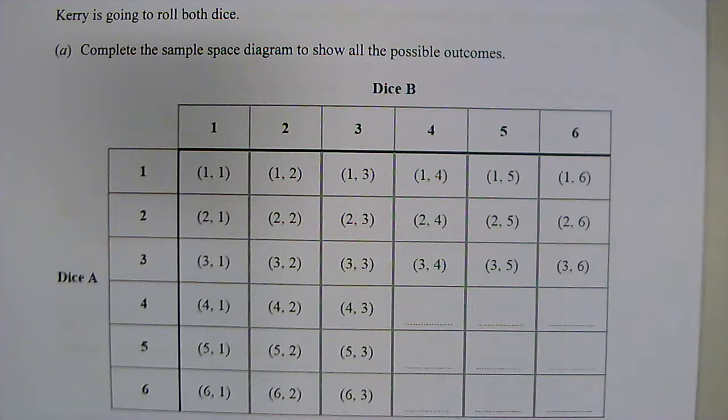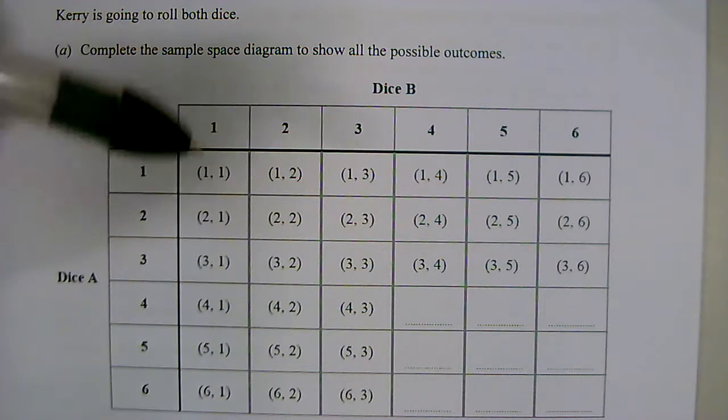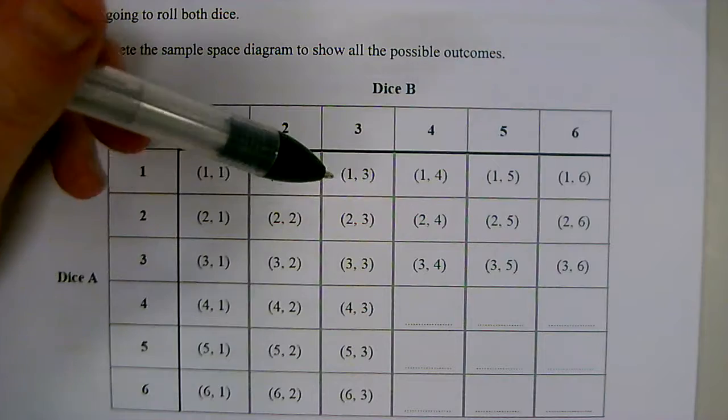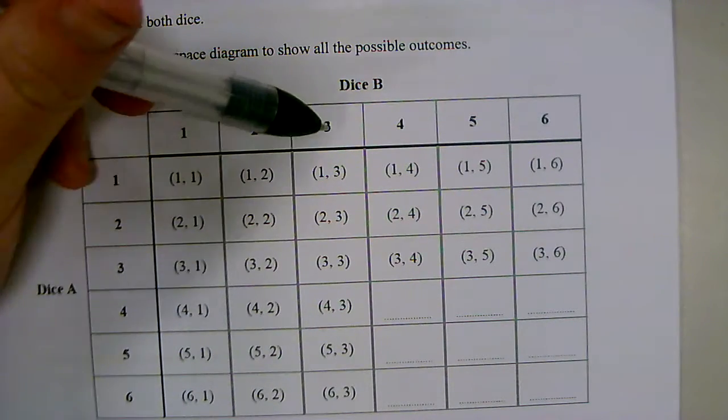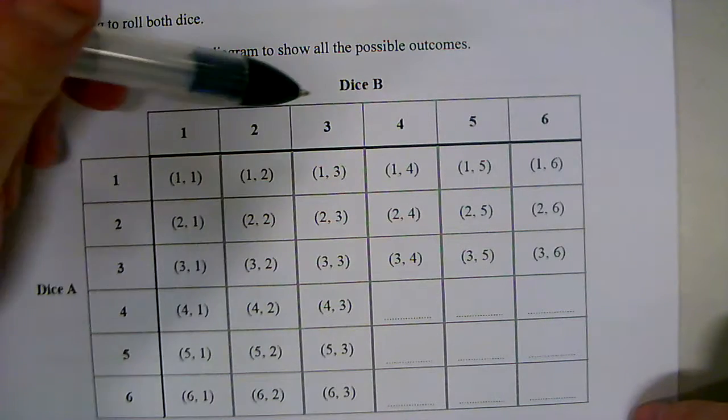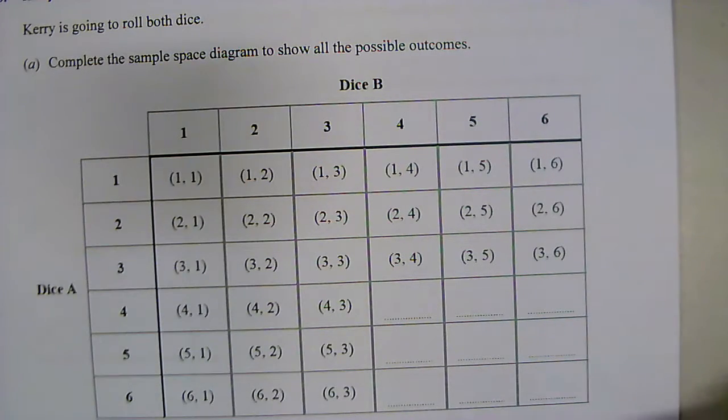Question 13. Kerry has two fair six-sided dice, A and B. Kerry is going to roll both dice. Part A, complete the sample space diagram to show all the possible outcomes. So they've already started it off for you, and you can see what they're doing with their results. They're writing this number followed by this number. Okay, so the dice A followed by dice B, and they've put brackets around it.